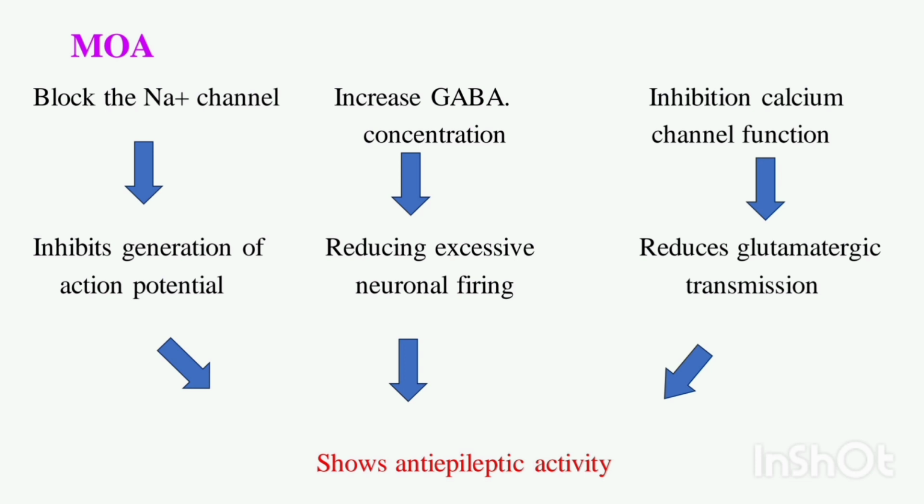Valproic acid is a drug which shows multiple mechanisms. First, it blocks the sodium channel, which inhibits generation of action potential. Second, it increases GABA concentration, which reduces excessive firing of neurons. Third, it inhibits calcium channel function, which reduces glutamatergic transmission. The result of all this shows the anti-epileptic activity.